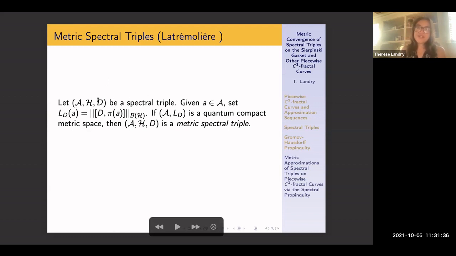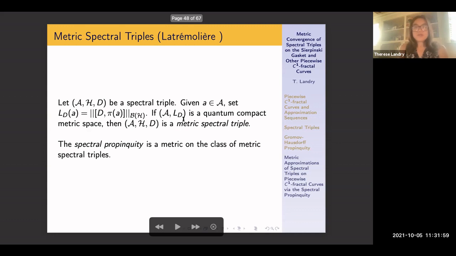the norm of the commutators with that Dirac operator. And so if you take that particular canonical semi-norm, and the C-star algebra equipped with it gives you quantum compact metric space structure, then that spectral triple is called a metric spectral triple. So the spectral propinquity is a metric on the class of metric spectral triples.